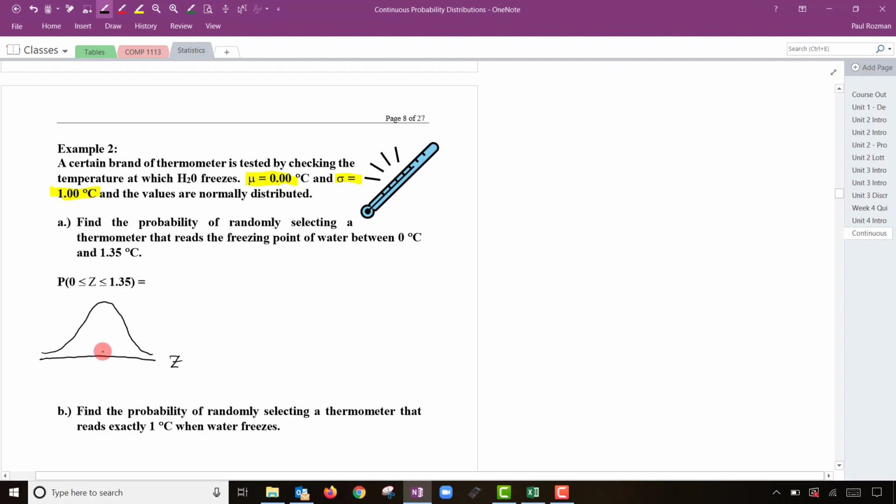On the z-curve, 0 is in the middle. How far away is the mean from the mean? 0 standard deviations. And 1.35 is up here someplace. And we're looking for this area.